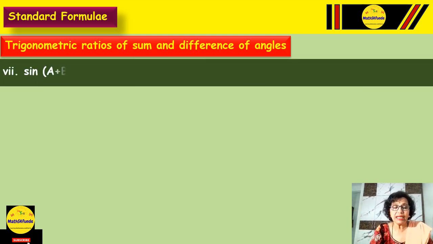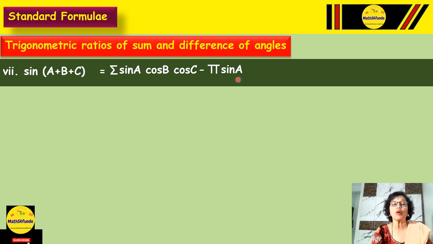So in the list, first is sine of a plus b plus c, and that is nothing but sigma sine a cos b cos c minus product sine a. Now sigma is this symbol and product is this symbol. This sigma stands for sum, and this capital pi notation tells us that this is a product. So this is not just sine a, but a product which has terms like sine a.